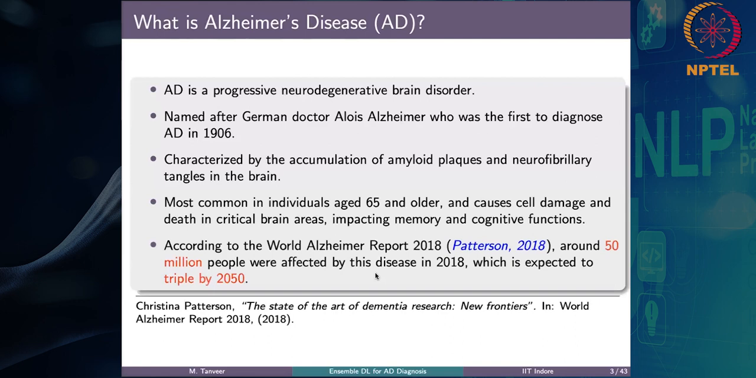According to the report in 2018, around 50 million people were affected by this disease, and it is expected to triple, that is 150 million people to be affected by 2050, as per this report.